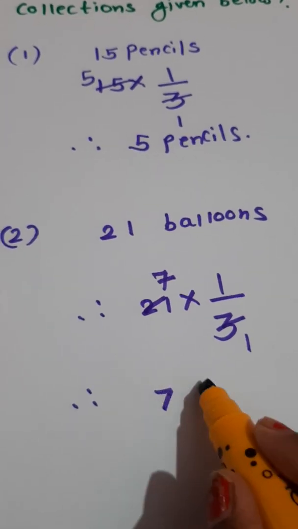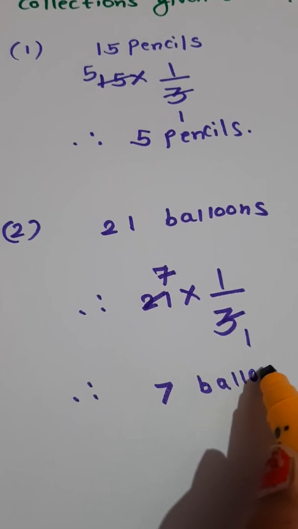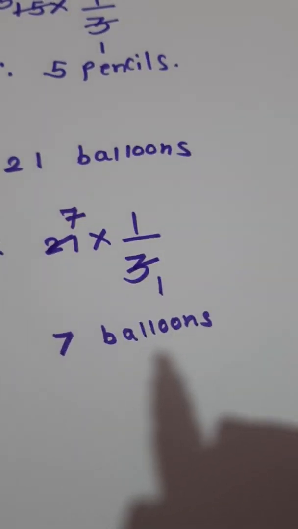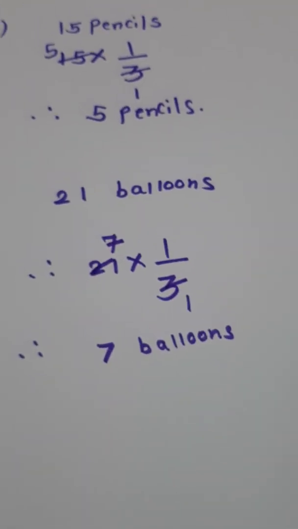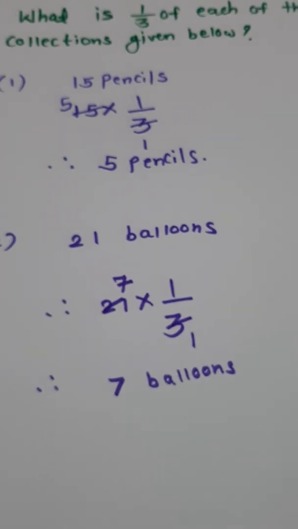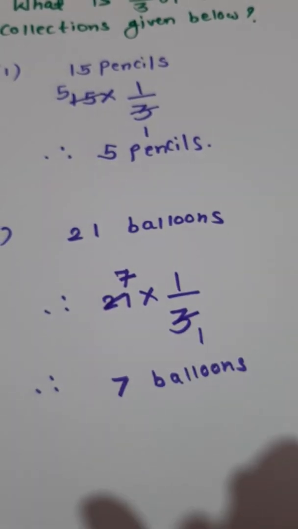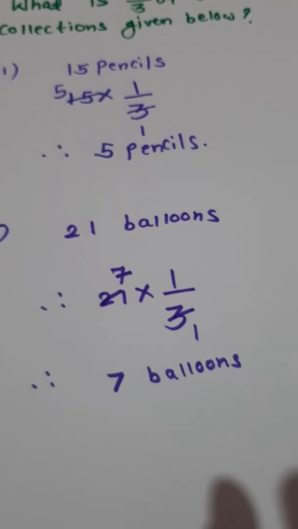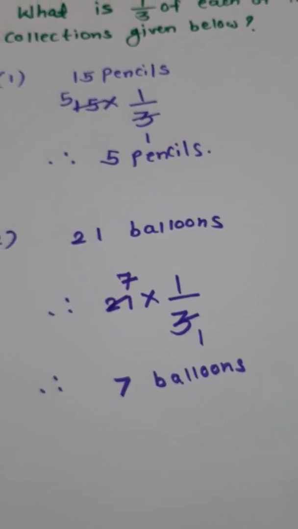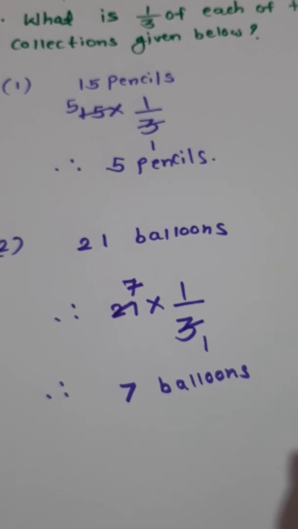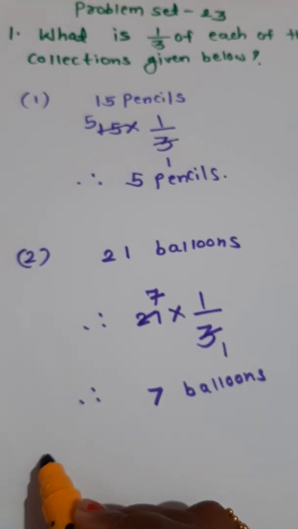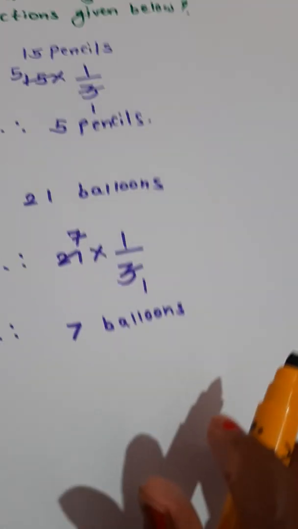7 balloons. If you make groups of 7 balloons, we get three groups. That is called 1/3 of 21. 7, 7, 7. 3 groups of 7 balloons make 21 balloons. It means 1/3 of 21 balloons is 7. This is the way to solve 1/3 of the given collections or objects.